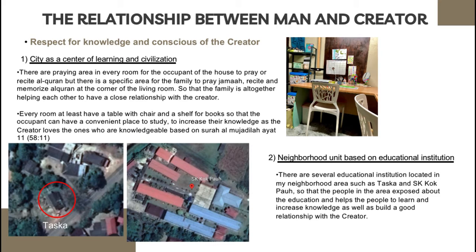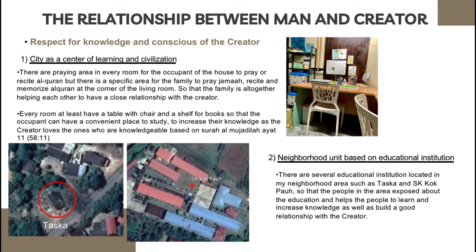And there is a specific area for the family to pray jama'ah, recite and memorize Al-Quran at the corner of the living room together. In every room, at least we have a table with a chair and a shelf of books so that the occupant can have a convenient place to study to increase our knowledge, as the creator loves those who are knowledgeable.